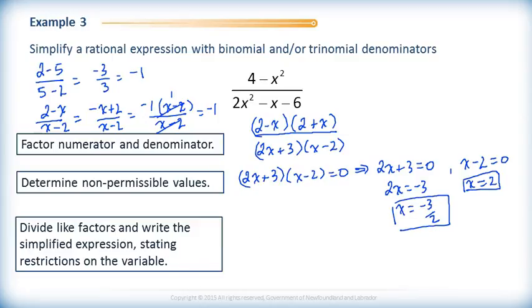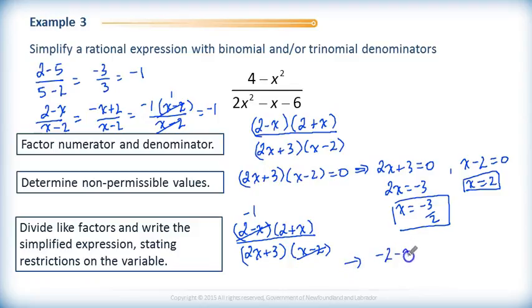Now we divide our like factors, and the only ones we have in this case are the x minus 2 and the 2 minus x, except they give us negative 1 instead of the normal 1. So we have negative 1 times (2 plus x). That's negative 2 minus x over 2x plus 3. And our restrictions are x cannot be negative 3 over 2 or 2.